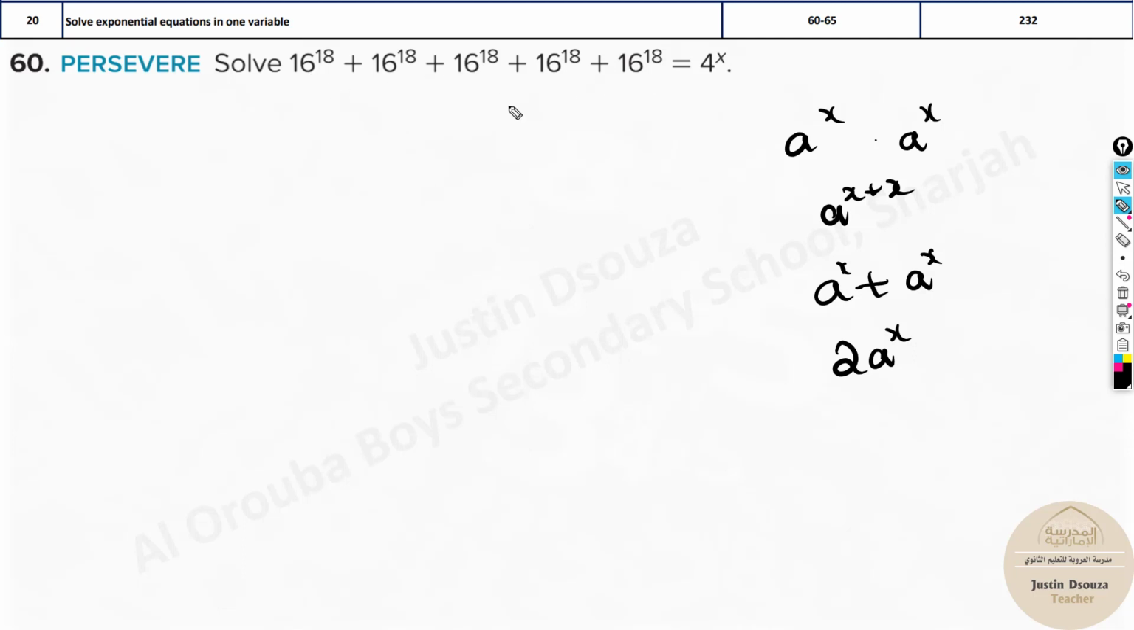Now here we have 5 times 16 power 18. This is the concept over here. That is equal to 4 to the power x. Now how would you solve this? Here, you can simplify this and take the root and stuff. But there is a log method.